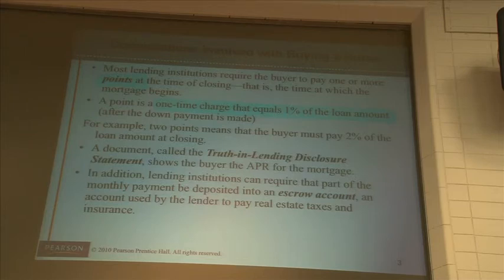Something important if you do end up looking into buying a house, the Truth in Lending Disclosure Statement shows you the actual APR for your mortgage. And the last little bit, some lending institutions require that part of your monthly payment gets deposited into what's called an escrow account. This is money used by the lender to pay real estate taxes and insurance and politics.